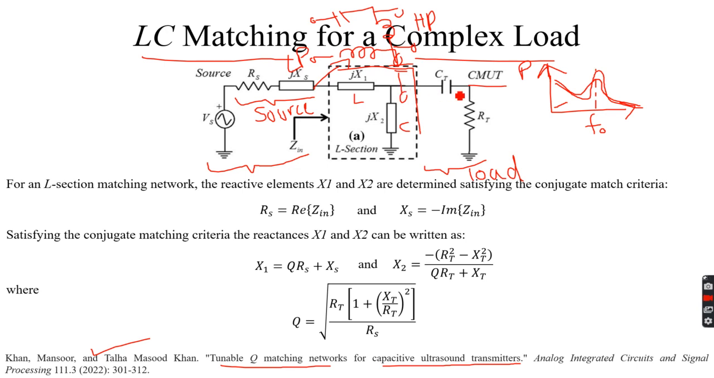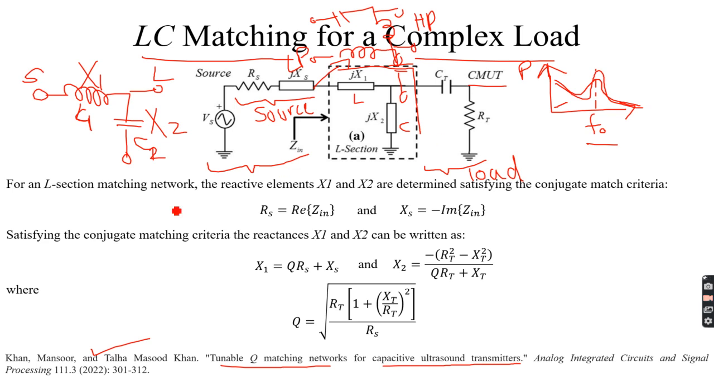Now let's consider this configuration. The next step is, if you have this simple two element matching section between the source and the load, how do you find the reactive components X1 and X2? In other words, how to find C1 and L1, or let's say L1 and C2. I need to determine how the lumped components are evaluated at, let's say, the resonant frequency.